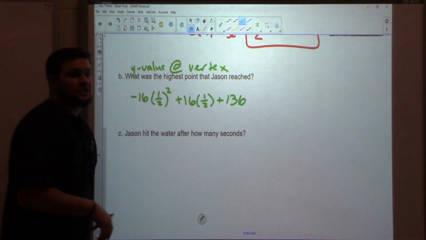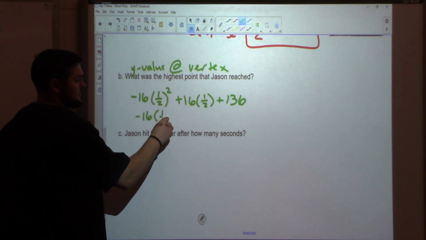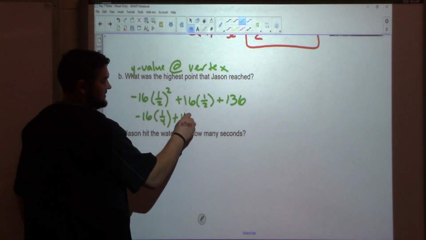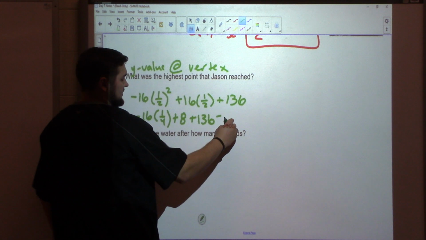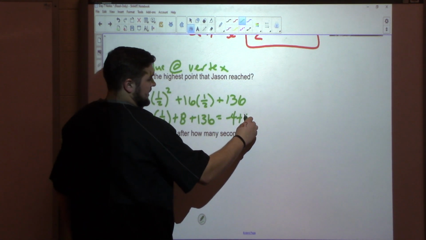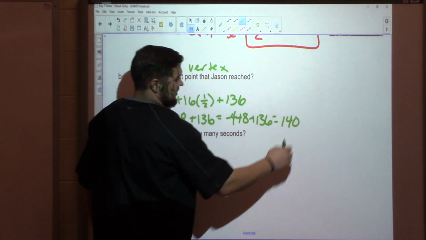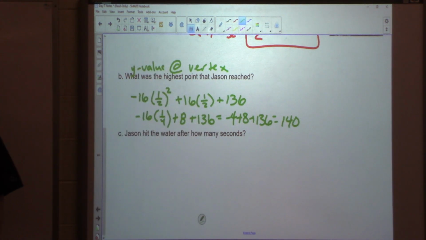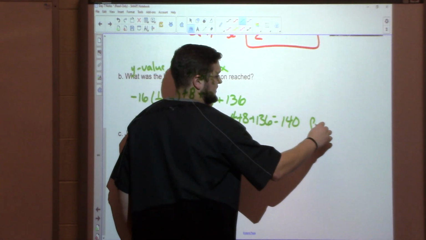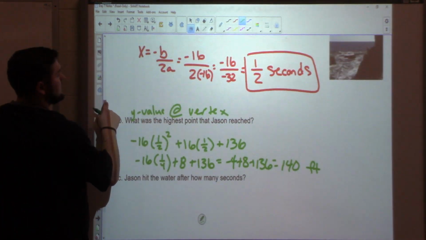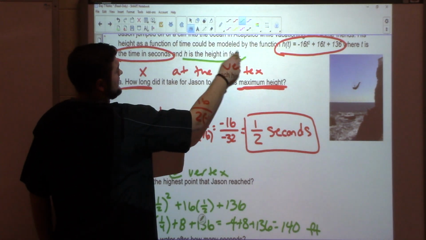So go ahead and punch out your calculator if you want. Do it in your head. Negative 16 times 1/4 plus 8 plus 136. So that's negative 4 plus 8 plus 136, you get 140. 140 what? Feet. Right? Height is in feet.